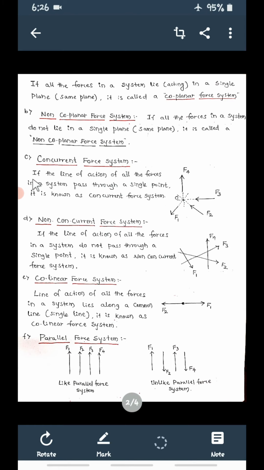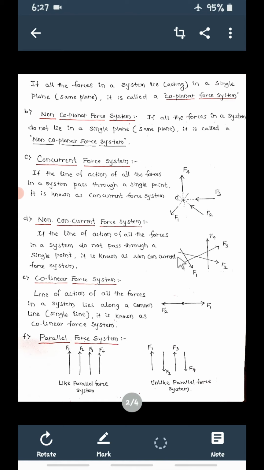Now what I can say is that this is a concurrent force system. Why? If the lines of action of all the forces in a system pass through a single point, see, the lines of action of all these forces pass through this point O, so this system is called concurrent. If the lines of action of all the forces in the system pass through a single point, then this system is known as a concurrent force system.